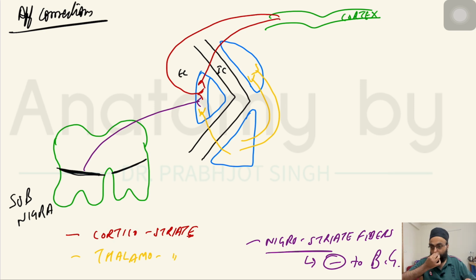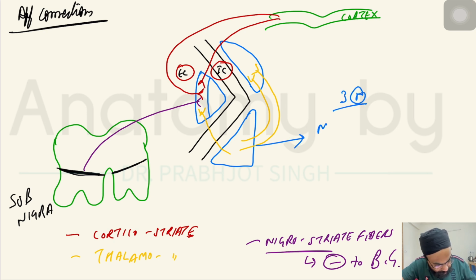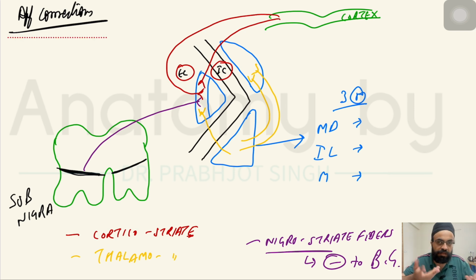Now what we need to remember over here: from the cortex they are coming via internal capsule, external capsule. Good. Where are they coming from in the thalamus? From thalamus they are coming from 3 nuclei of thalamus. The mnemonic is MD11. It is a silly mnemonic, I know, but I rhymed it a bit in my own way, so that's all it is. Okay.